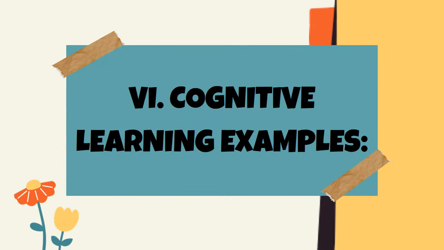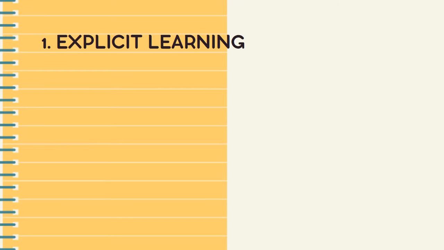Now you have a clear idea of what cognitive learning means. The following are various examples of cognitive learning. First, we have explicit learning. It happens when you intentionally seek knowledge to attempt and learn a new skill or processes that may be vital to your work. It requires you to be attentive and take action to acquire knowledge.